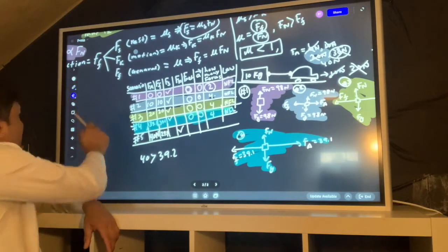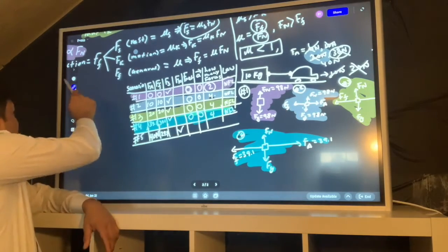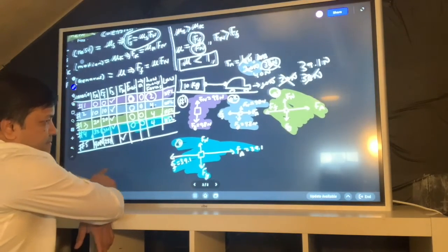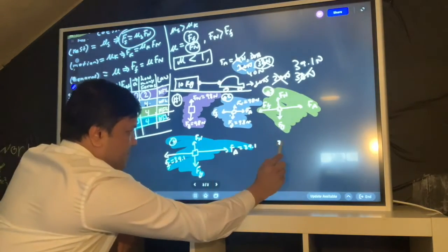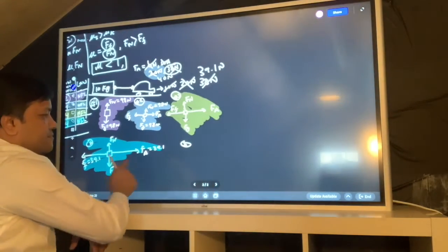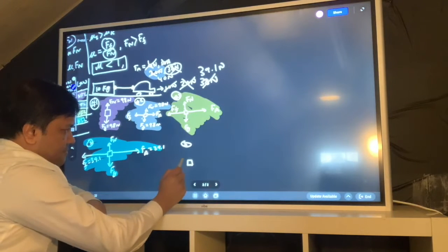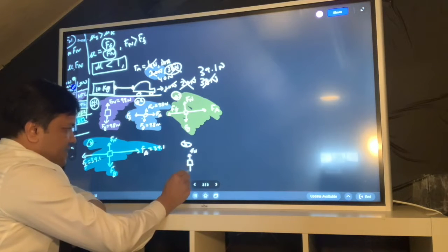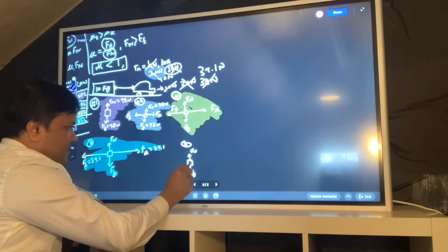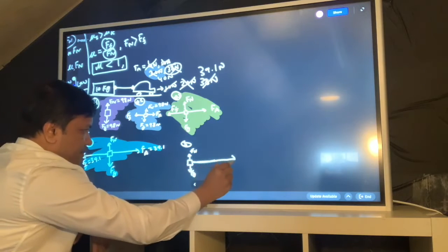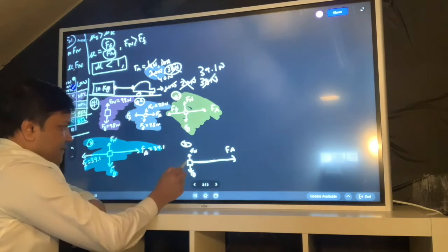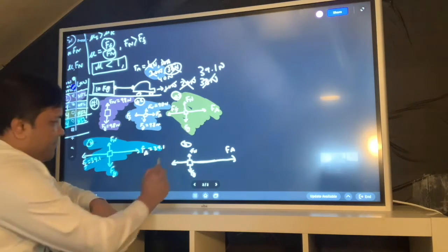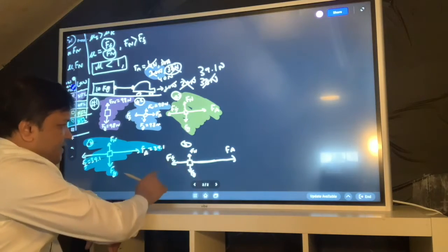Now, let's see how we can find the net force. Let's draw the free body diagram right here. This is for scenario number 5. Now, this is Fn and this is Fg. Nothing is going on in the y direction. This is Fa and this is Ff. See, Ff is now smaller than Fa. That means there is a net force.